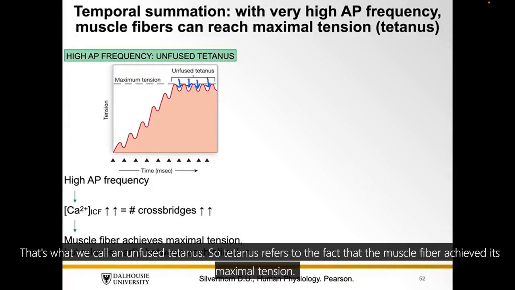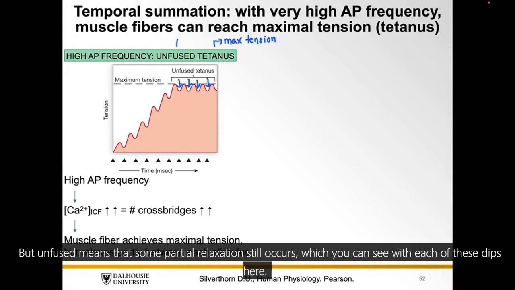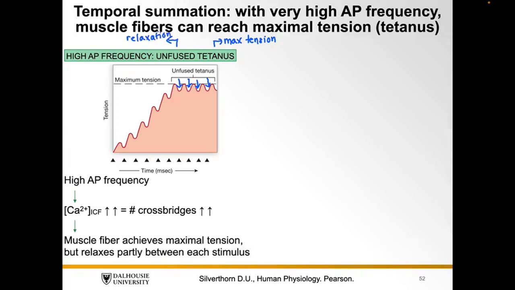That's what we call an unfused tetanus. So tetanus refers to the fact that the muscle fiber achieved its maximal tension, but unfused means that some partial relaxation still occurs, which you can see with each of these dips here.